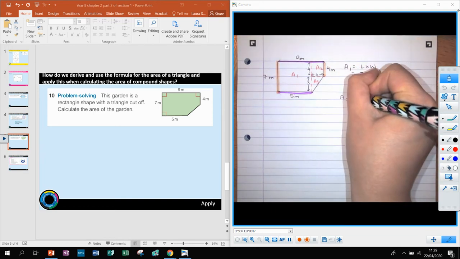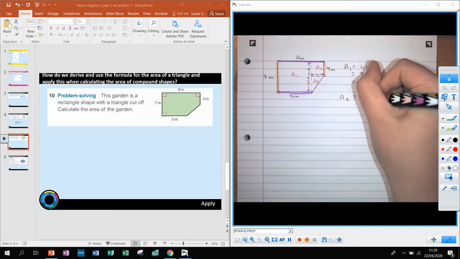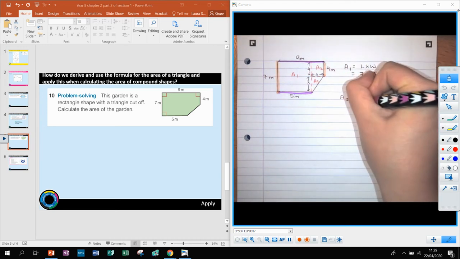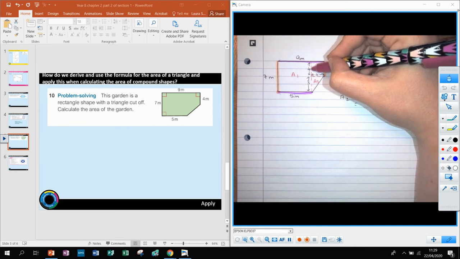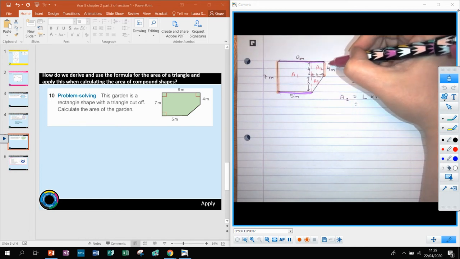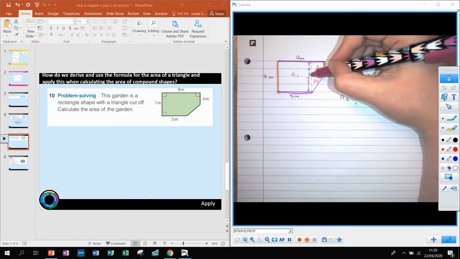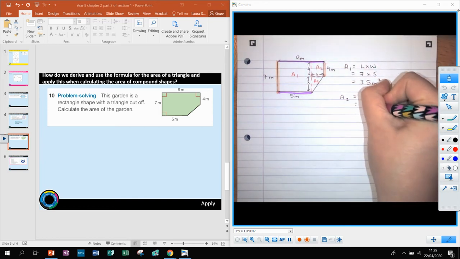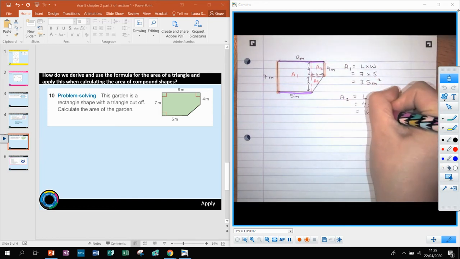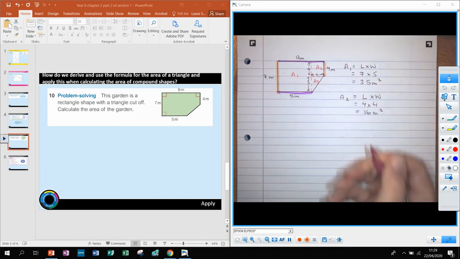Okay, moving to area 2, which is another rectangle, meaning we're doing length times width again. Okay, so that's 4 times 4. Those are the two sides of this rectangle, 4 by 4. So 4 times 4, which is 16 meters squared.